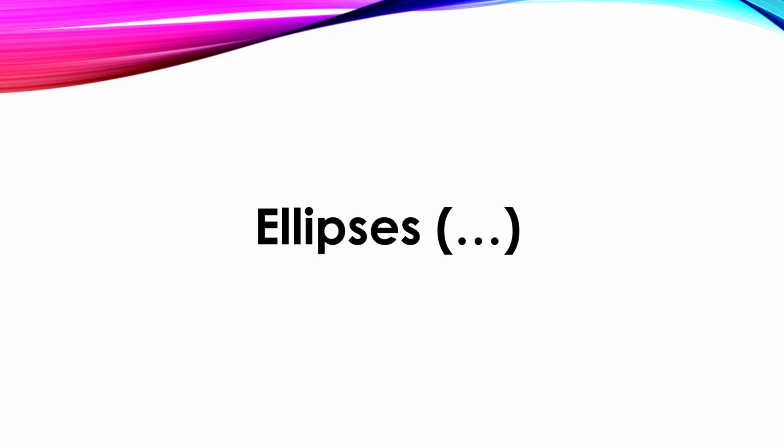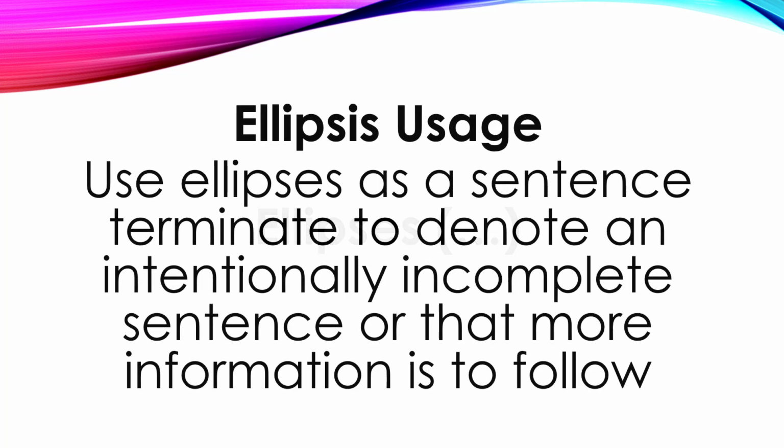Let's look at the use of ellipses. Ellipsis usage: use ellipses as sentence terminators to denote an intentionally incomplete sentence or that more information is to follow. So what they're really about is they're sentence terminators like periods, exclamation marks, and question marks, but they indicate, hey, there's more to follow, either in the fact that the sentence is incomplete or that there's going to be additional sentences after this one to elaborate.